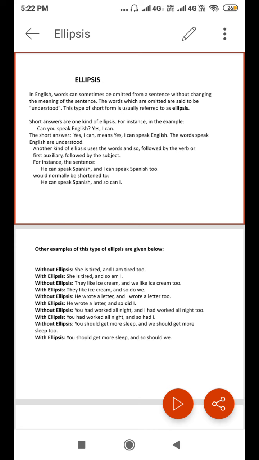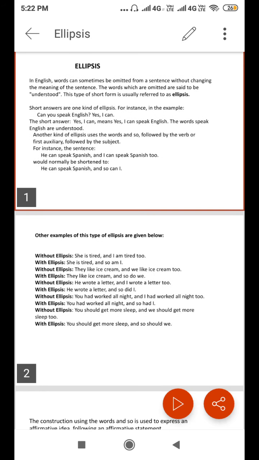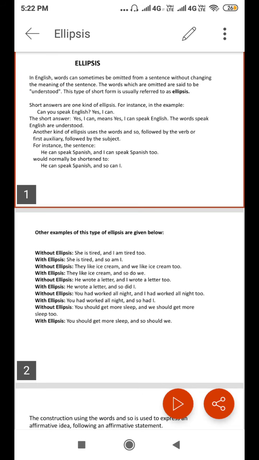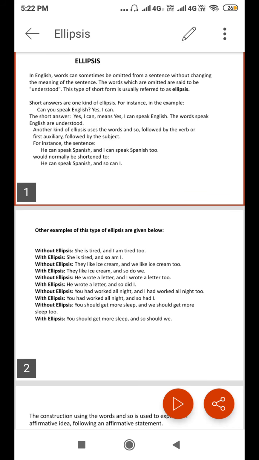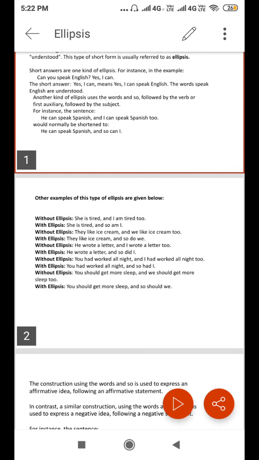Short answers are one kind of ellipsis. For instance, in the example, can you speak English? The answer, yes, I can. The short answer, yes, I can, means yes, I can speak English. The words speak English are understood, though they are omitted, but they are understood.